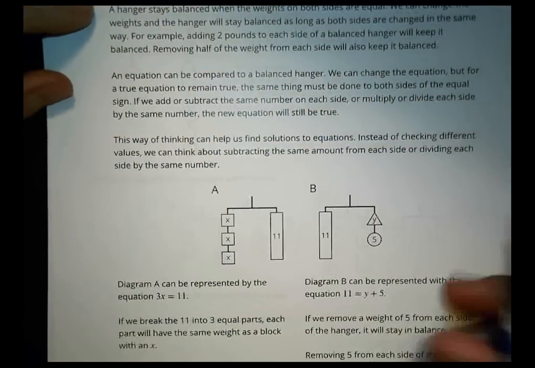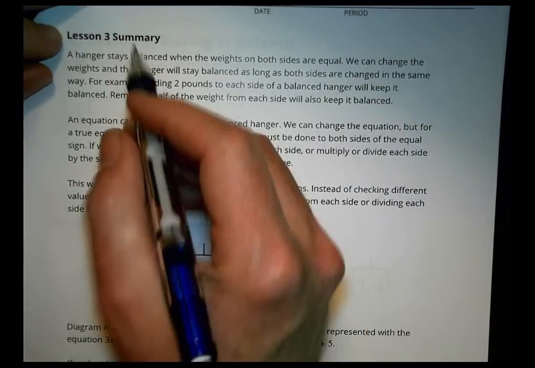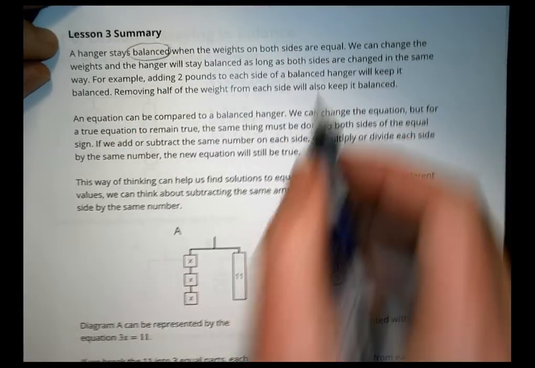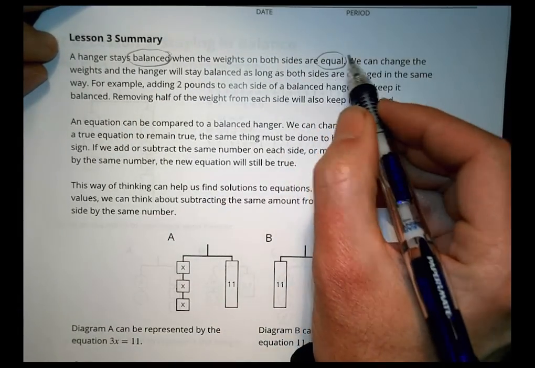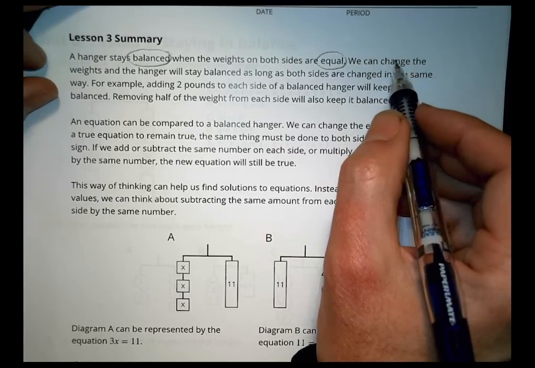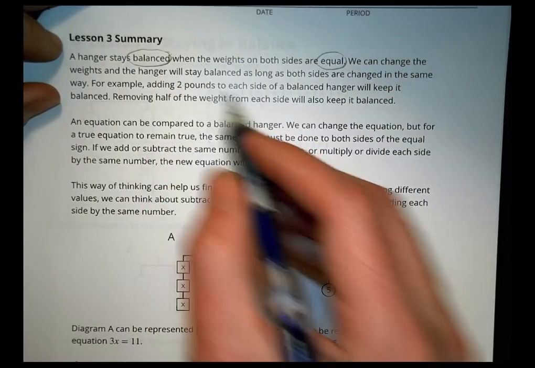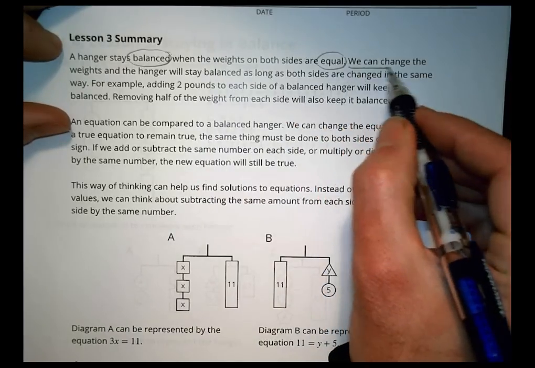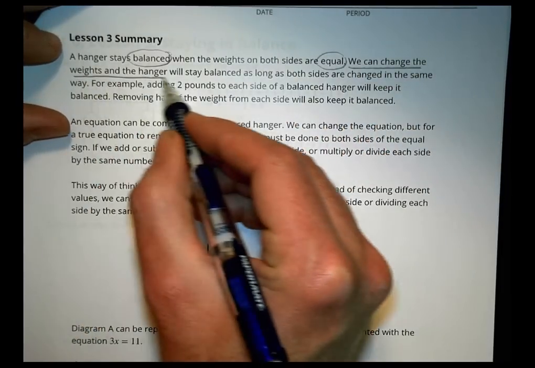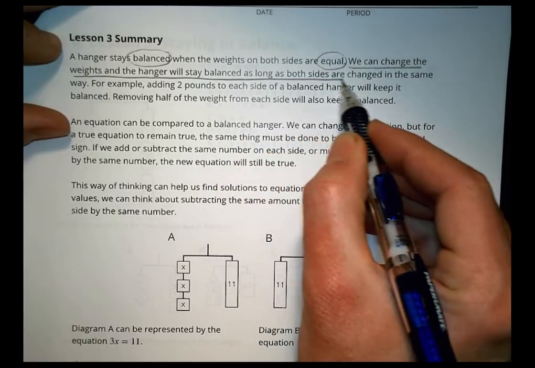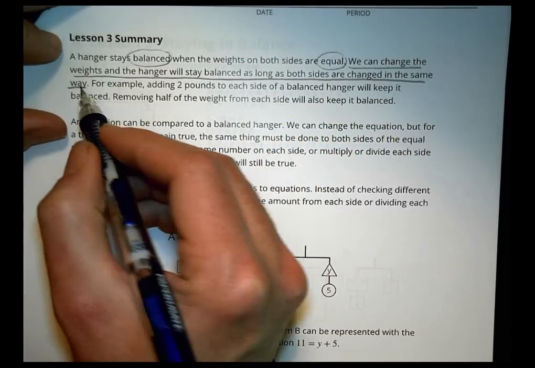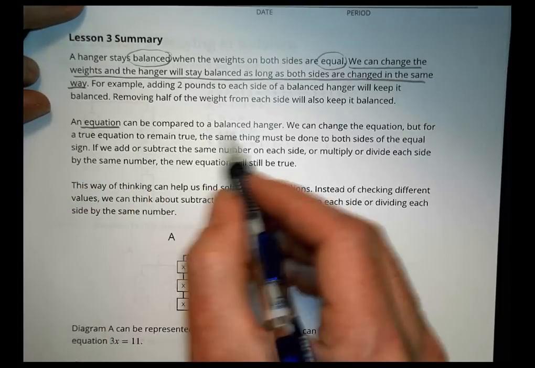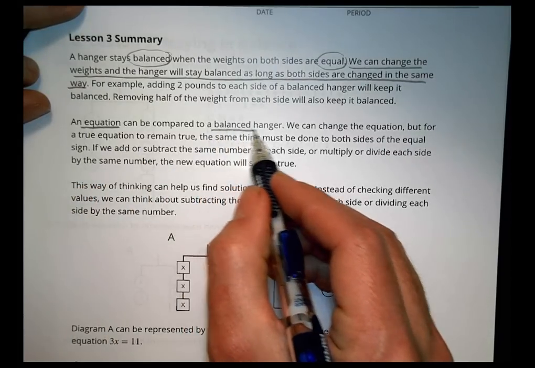Basically, the summary says a hanger stays balanced when the weights on both sides are equal. So balance means that they're going to be equal. We can change the weights and the hanger will stay balanced as long as both sides are changed the same way. This is a key thing here. This is how an equation works, the same way as balancing a hanger.